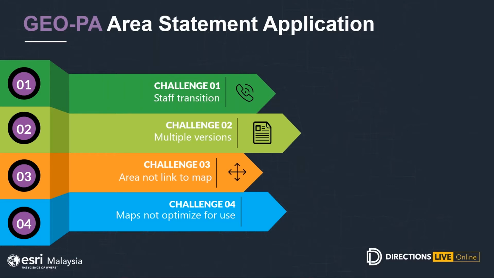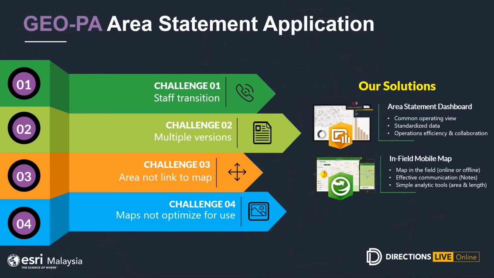Area statement heritage on paper often does not lead to the map or actual on the ground. No tool to validate the final area statement unless physically resurveying the boundary again. Hard copy plantation maps generated are not optimized for use, stored nicely in the office cabinet, and field staff often have no access to the map that can help them in the daily operation.